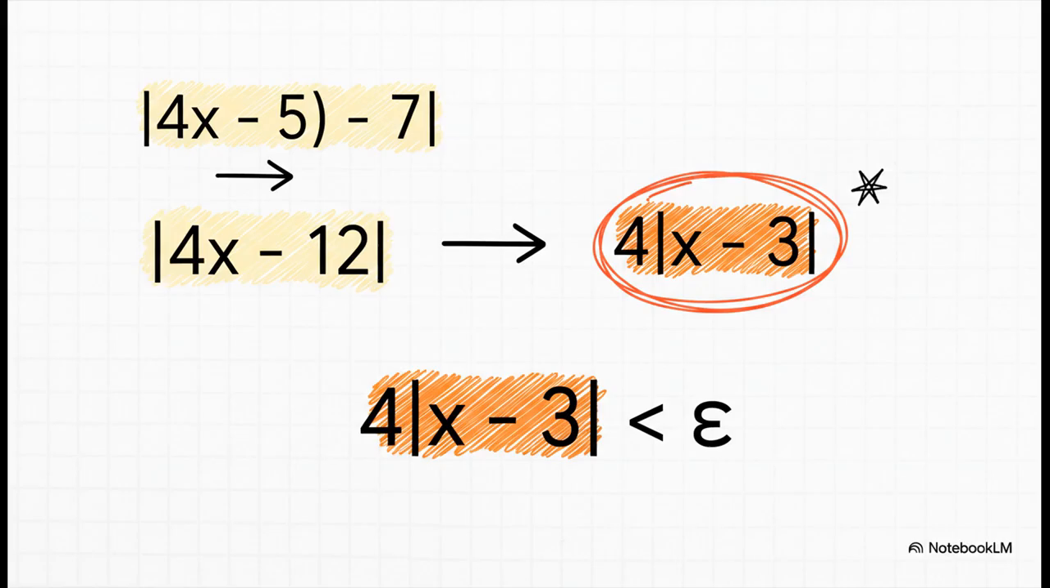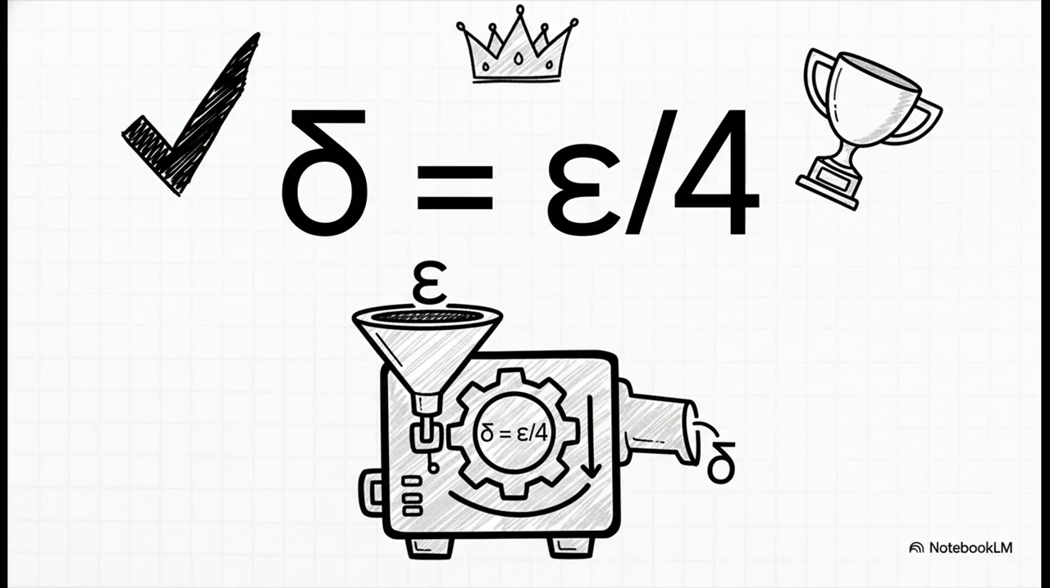And this is the key. We've isolated the term that represents the distance of our input from its target. And this right here reveals our winning strategy. All we have to do is set our delta to be epsilon divided by 4.